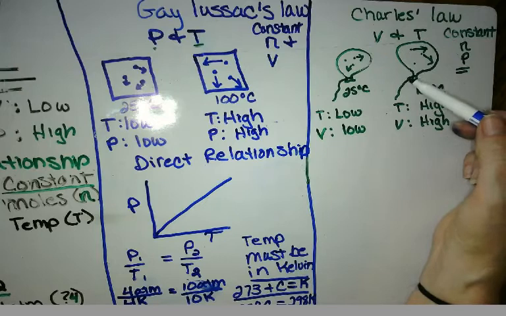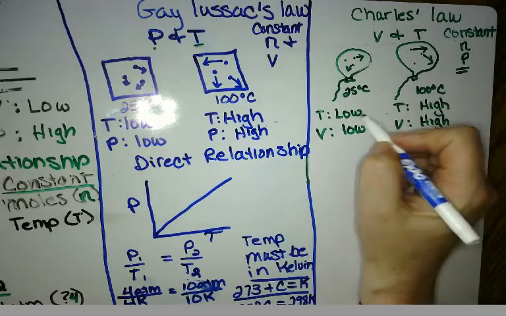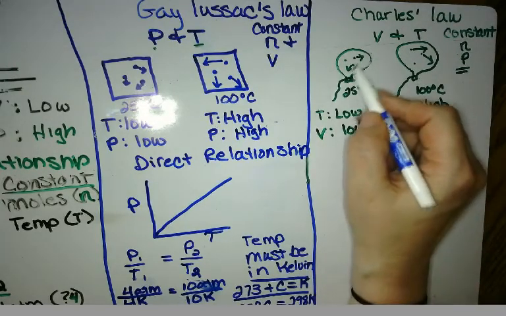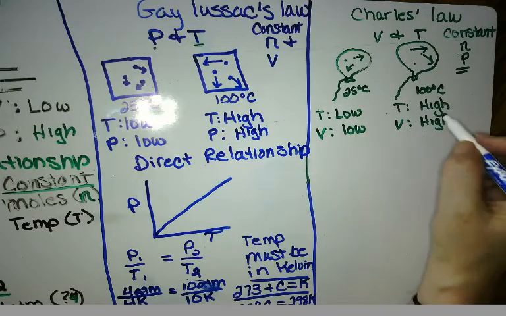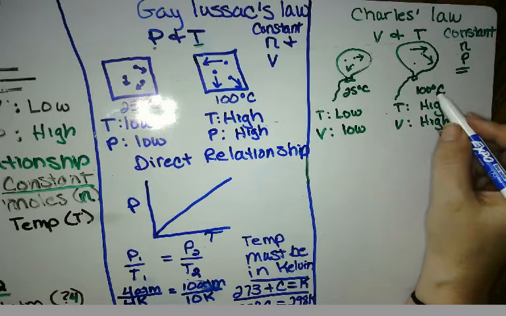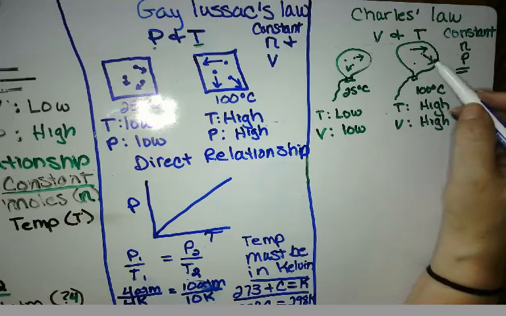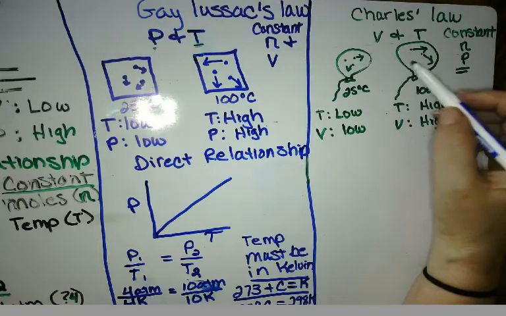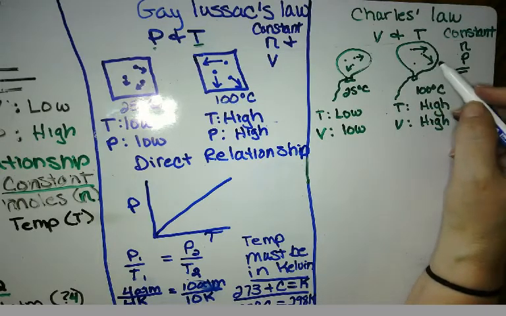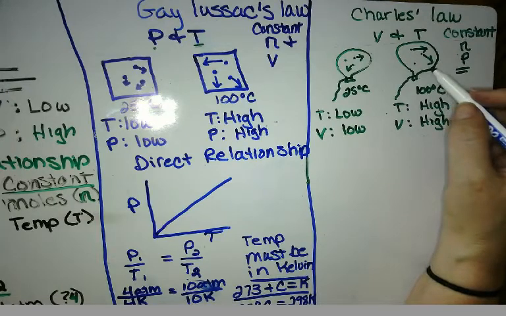If you've ever taken a balloon and put it out in the cold air, it would shrink. Why does this happen? Well, here our temperature is low, so I have my arrows short. And here I increase my temperature to 100 degrees Celsius and I made those longer. Well, that means they're moving faster. Remember, longer arrows faster. So my pressure increases inside the balloon.